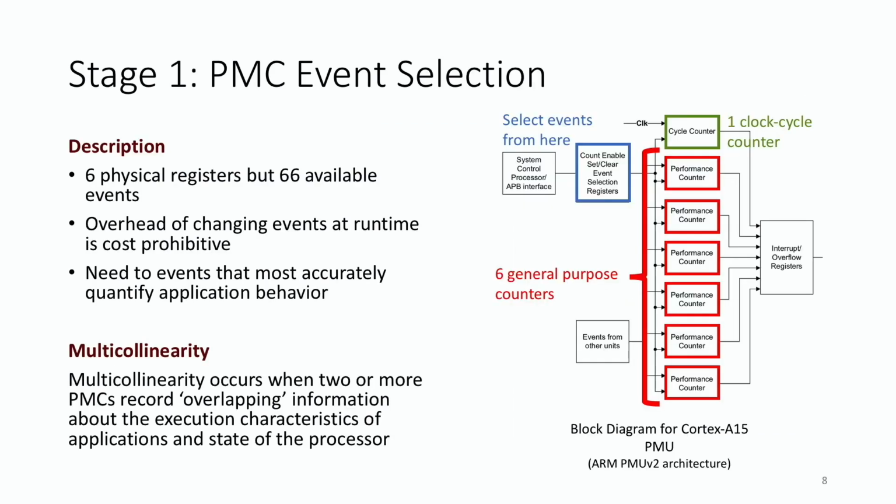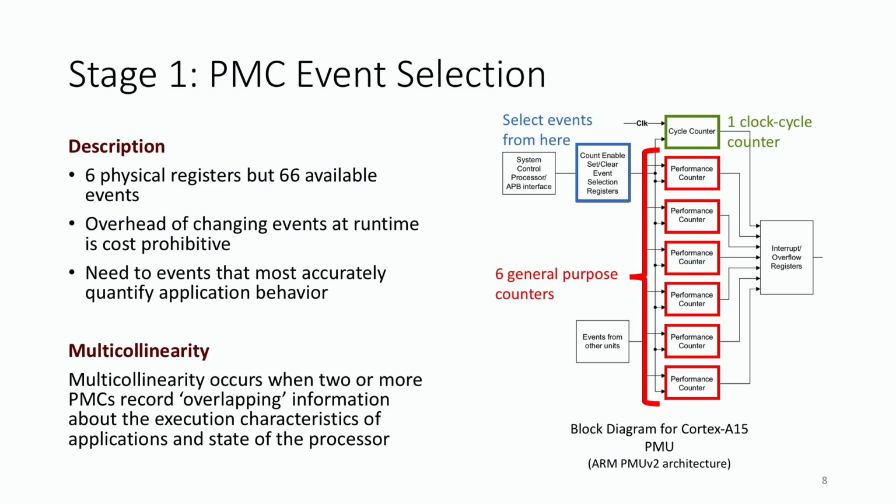The aim of reducing the number of inputs is twofold. First, in terms of execution overhead, it is cost prohibitive to switch the counted event types at runtime. Since there are only 6 performance monitoring counters available, we must decide which 6 or fewer events can best quantify the execution characteristics of the workload being executed. Second, reducing the number of inputs to our neural network reduces computational complexity and consequently the runtime overhead.